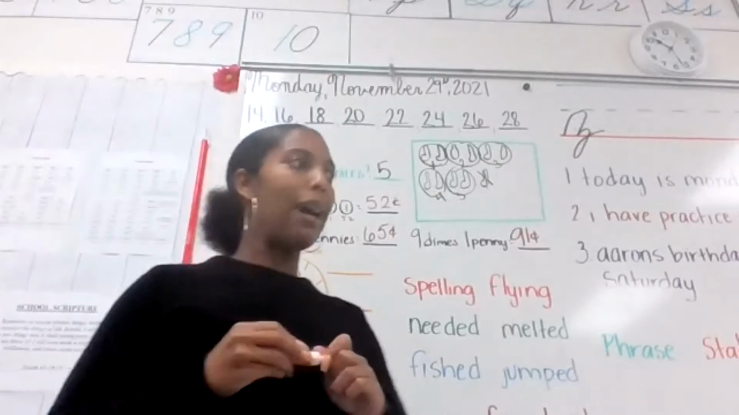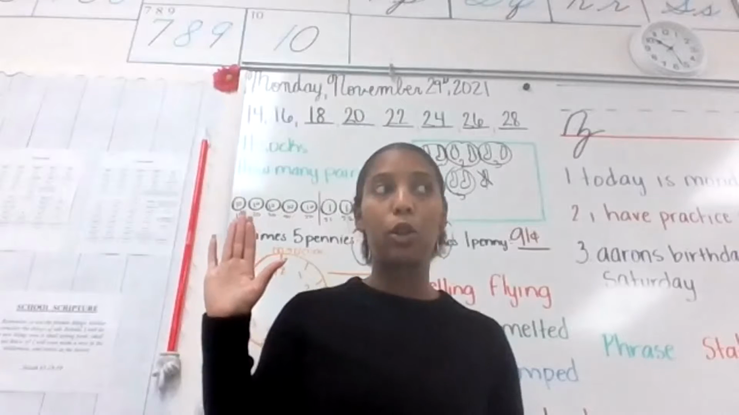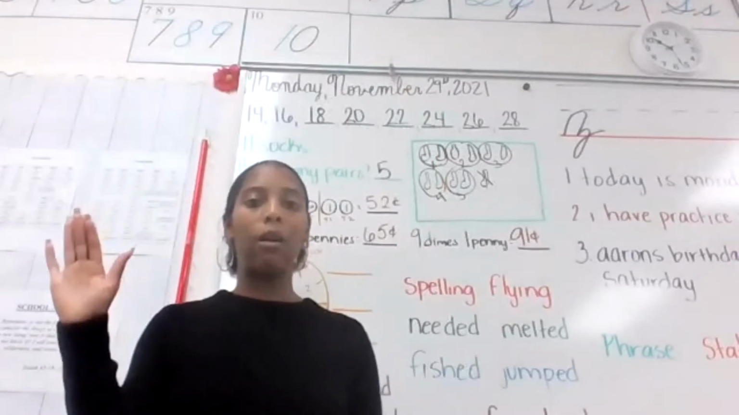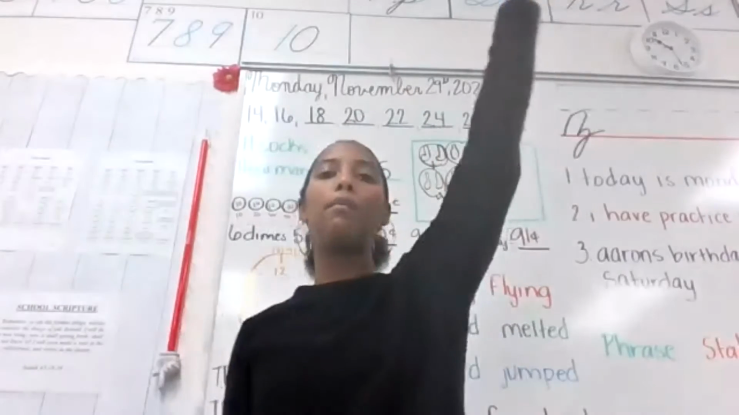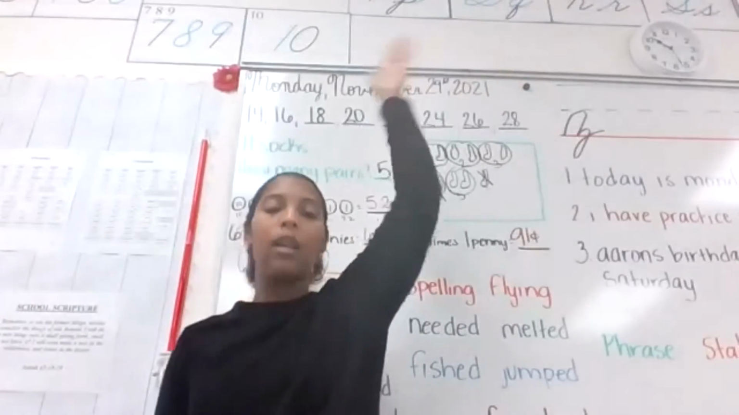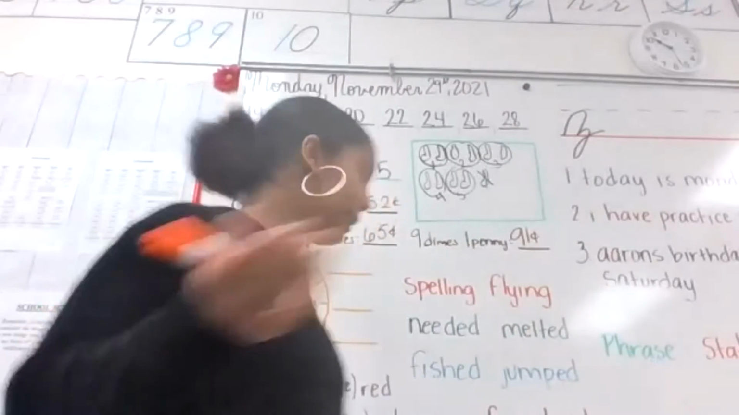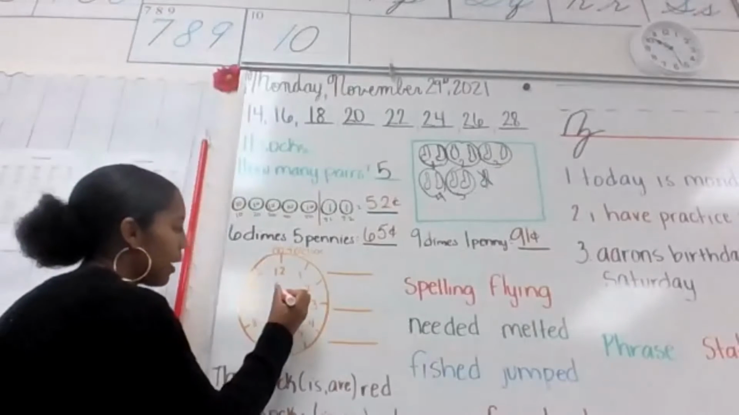What we have to figure out is where the hour hand, which is our short hand, is. That hand tells us the hour we are inside of. So our long hand, the minute hand, tells us how many minutes. Our short hand, the hour hand, tells us what hour it currently is. So let's go ahead and practice the time here.